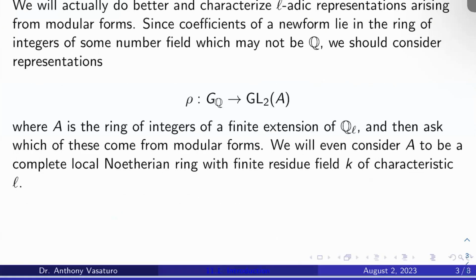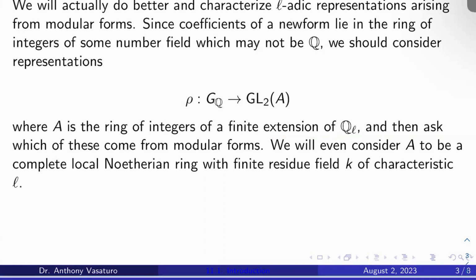We're actually going to do better than the semistable version of the modularity theorem, and we're going to actually characterize l-adic representations that arise from modular forms, not just simply note that these l-adic representations attached to elliptic curves over the rationals are among these representations. Since coefficients of a newform lie in a ring of integers of some number field, which may not be Q, this is also discussed in chapter 1 of my playlist, we should actually be considering more general representations that look like, let's say, rho from G_Q to GL_2(A), where A is the ring of integers of a finite extension of Q_l. And then we should ask which of those come from modular forms.